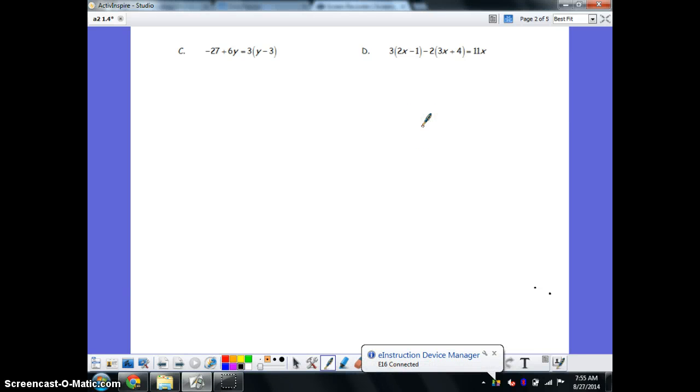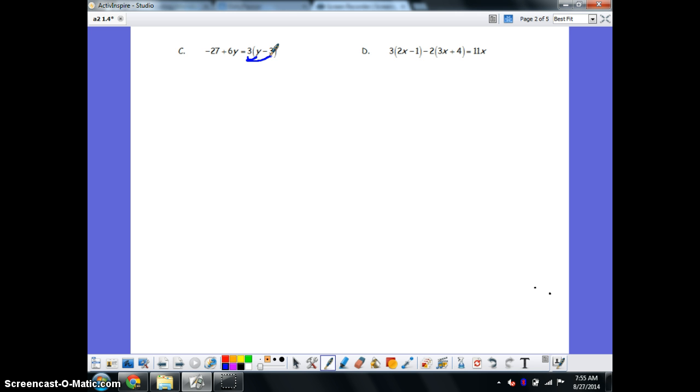Okay, today in this video we will now talk about multi-step equations that require more than one step to solve. You'll notice that in both of these equations we have some parentheses to deal with, and we are going to get rid of those parentheses by distributing what is outside of those parentheses.